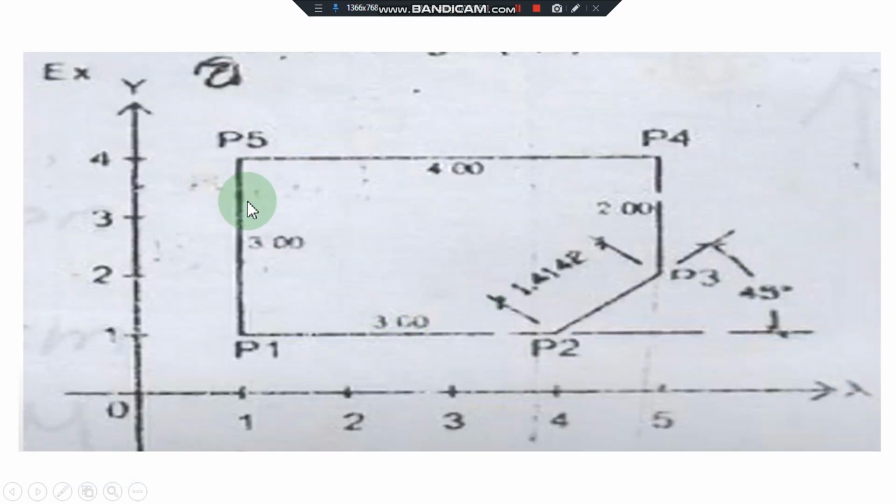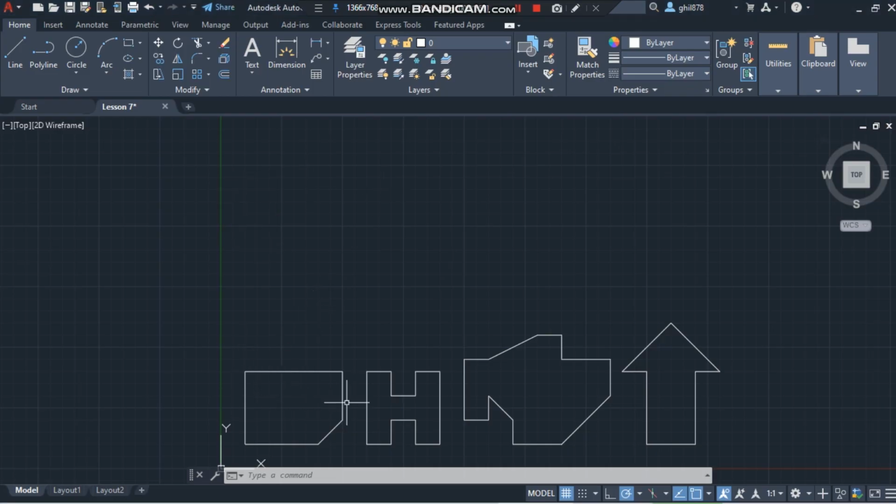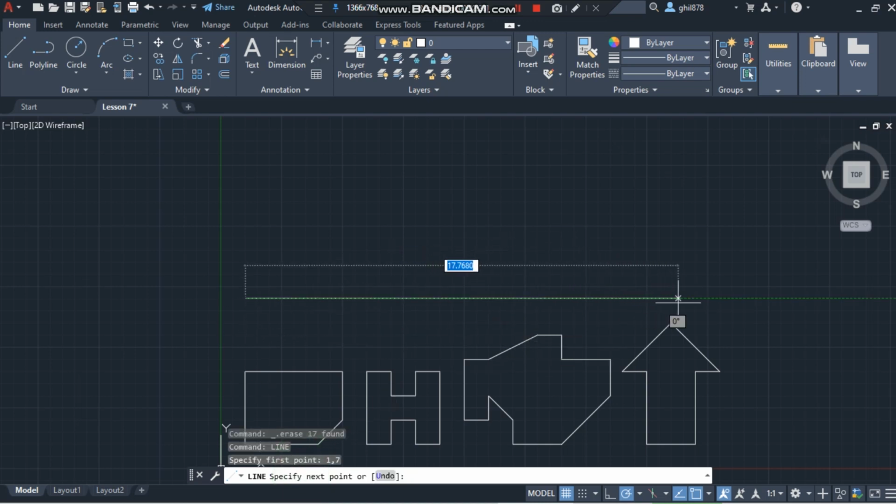To draw this using polar coordinates, let's go back to our lesson 6. We have finished here in lesson 6. Let's draw our line. First point will be at 1, 7. 1 2 3 4 5 6 7. So this will be our base.